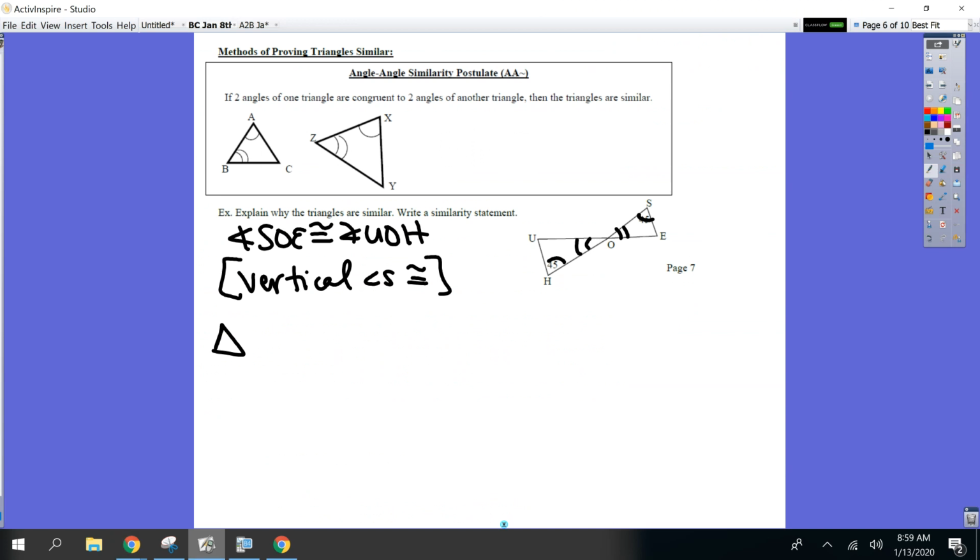6. Triangle HOU is similar to triangle SOE because of AA. By angle, angle. I know I have the tilde in the notes, but you don't have to put the tilde with the AA. Whoa, check your work. Anybody put congruent right now? Self-respect. How many put congruent there? Angle, angle, all good? Next one.